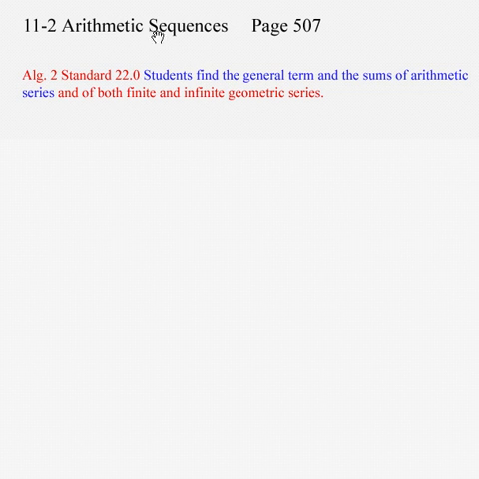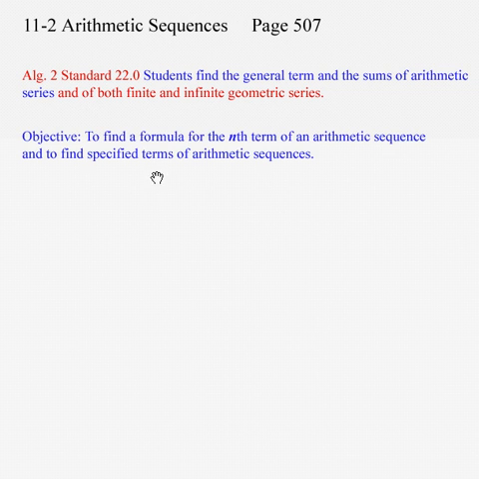Let's take a closer look at arithmetic sequences, and we're addressing California State Standard 22. Students need to be able to find the general term and the sums of arithmetic series, and then we'll pick up geometric series in a future lesson. So our objective for today is to find a formula that describes the nth term for an arithmetic sequence, and then to find specified terms of the arithmetic sequences themselves.